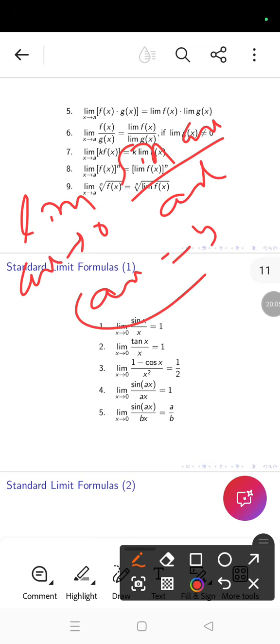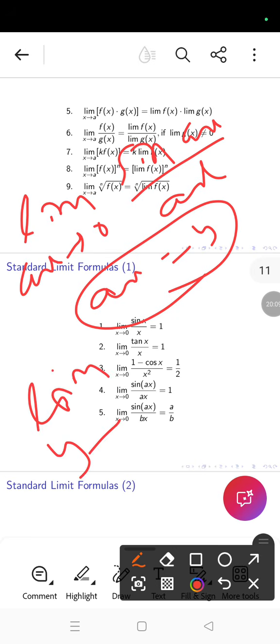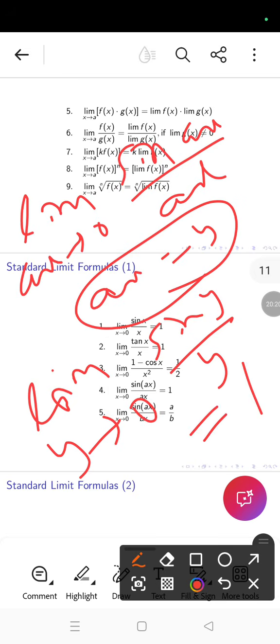So if we put ax as y, what will we get? Limit y tends to 0 sin y by y. Now compare with the formula: limit y tends to 0 sin y by y will be equal to 1. That will be equal to 1.